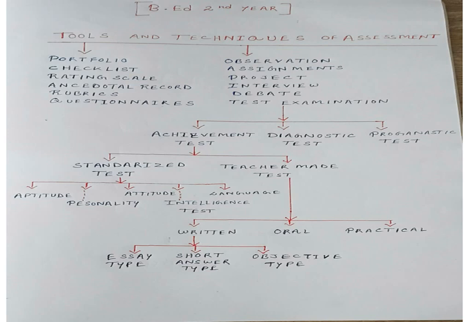In achievement test, we find two types. First is standardized test, and second one is teacher-made test. In standardized tests, we find the aptitude test, personality test, attitude test, intelligence test, and language test. On the other hand, in teacher-made tests, we find three types: written test, oral test, and practical examination. In written test, we also find three types: essay type question, short answer type question, and objective type question. So these are the main concepts of the tools and techniques of assessment.